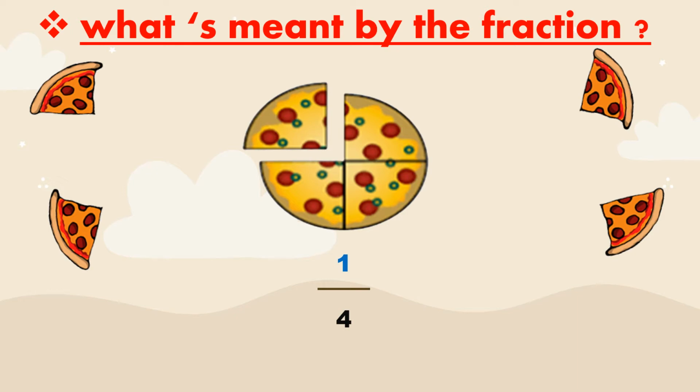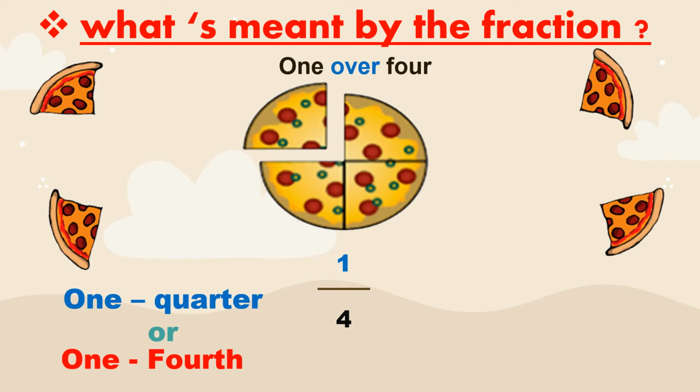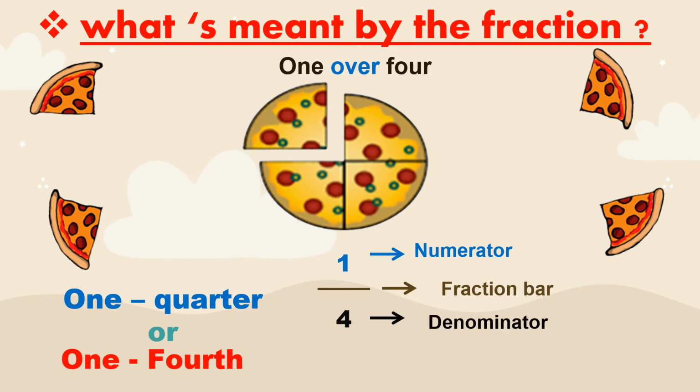This is called in the fraction 1 over 4 or 1/4. So 1 means how many parts do I take? Every student takes 1 part, and 4 is the total parts. 1 is called the numerator, and 4 is called the denominator. And this dash is called the fraction bar.